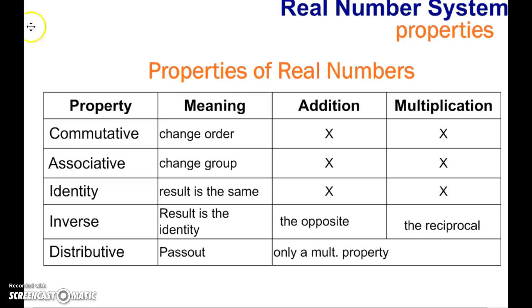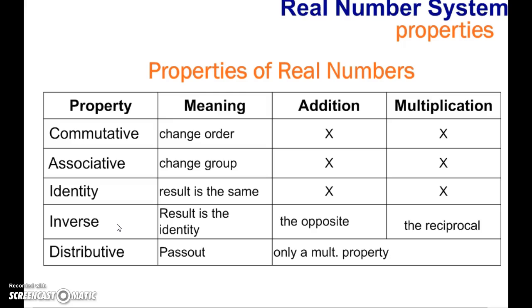The one that might be new to you, actually the two of them, is the identity. The identity is giving you the result is the same. In addition, it is 0. In multiplication, it is 1. Well, then we talk about the inverse. The inverse gives you the result that is the identity.